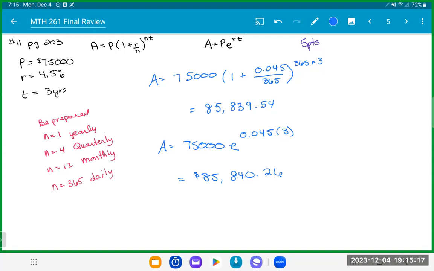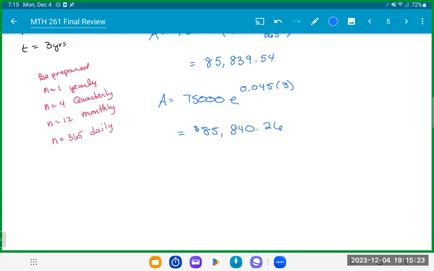All right, and so then the last thing that you could be asked is how long it'll take for your money to double. And so that would be our double time: t is equal to the ln of 2 divided by our interest rate, which is 0.045. And so it'll take approximately 15.4 years. Okay, question.